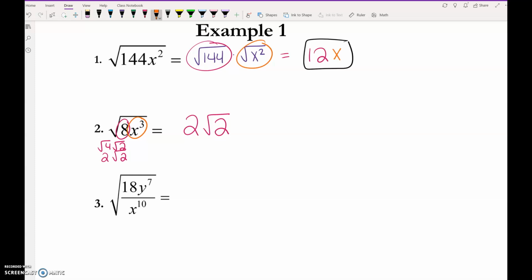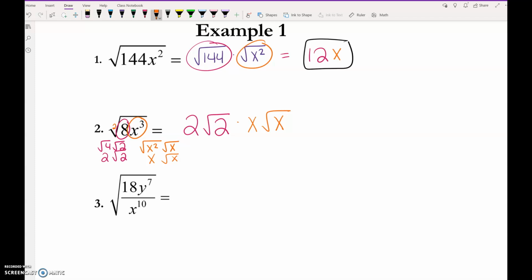Now let's talk about x to the third. We could split this up into the square root of x squared times the square root of x. The square root of x squared is x. So we have x times the square root of x. Now here's the thing. If it's just something like x to the third, splitting it up like this doesn't take too long. But what if it was something like y to the 7th or x to the 10th? That would be a lot of things to write out. So we need to think about some shortcuts.